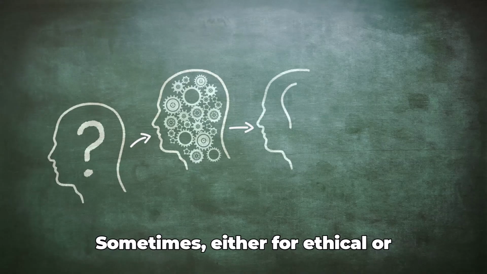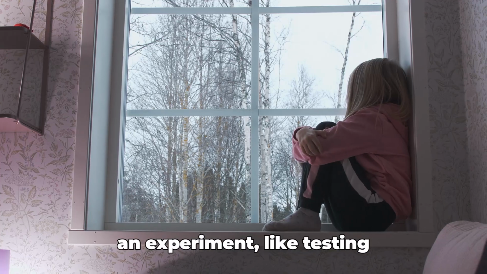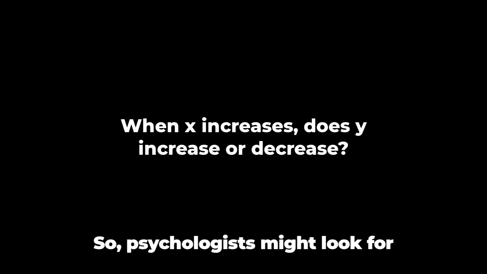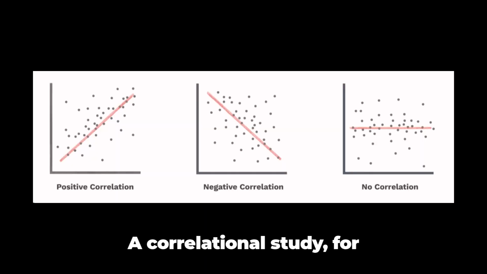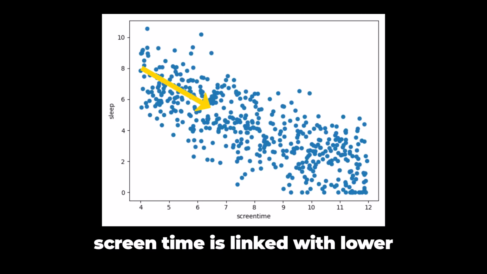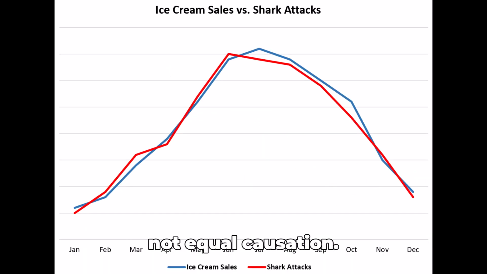Next, correlational studies. Sometimes, either for ethical or practical reasons, you can't do an experiment, like testing whether childhood trauma affects adult well-being. So psychologists might look for relationships instead. A correlational study, for example, might find that higher screen time is linked with lower sleep quality. But remember, correlation does not equal causation. It shows patterns or relationships, but not necessarily causes.